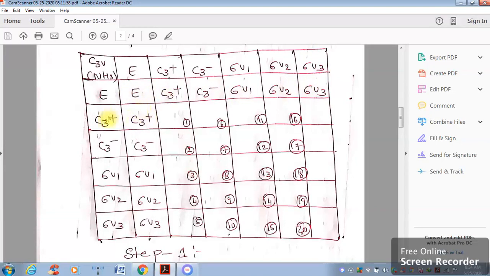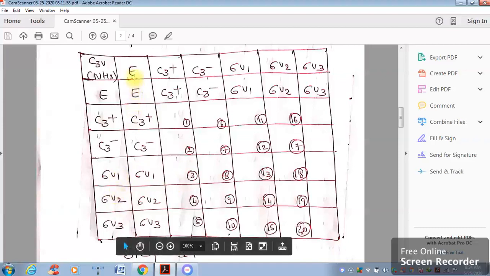Next, similarly, C3 plus into E is C3 plus, C3 minus into E is C3 minus, sigma V1 into E is sigma V1, sigma V2 into E is sigma V2, sigma V3 into E is sigma V3. I have written this portion and this part.